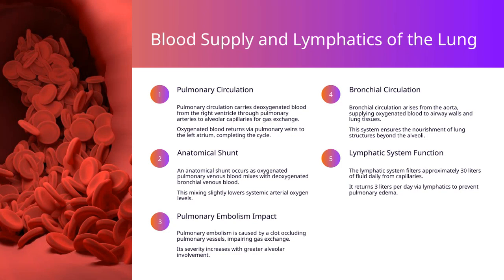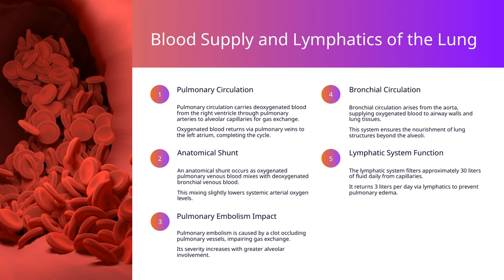Now, let's discuss the blood supply and lymphatics of the lung. First, the pulmonary circulation plays a crucial role in gas exchange. Blood from the right ventricle is carried via the pulmonary arteries to the alveolar capillaries, where oxygen is absorbed and carbon dioxide is released. The oxygenated blood then returns to the left atrium through the pulmonary veins, completing this vital cycle.